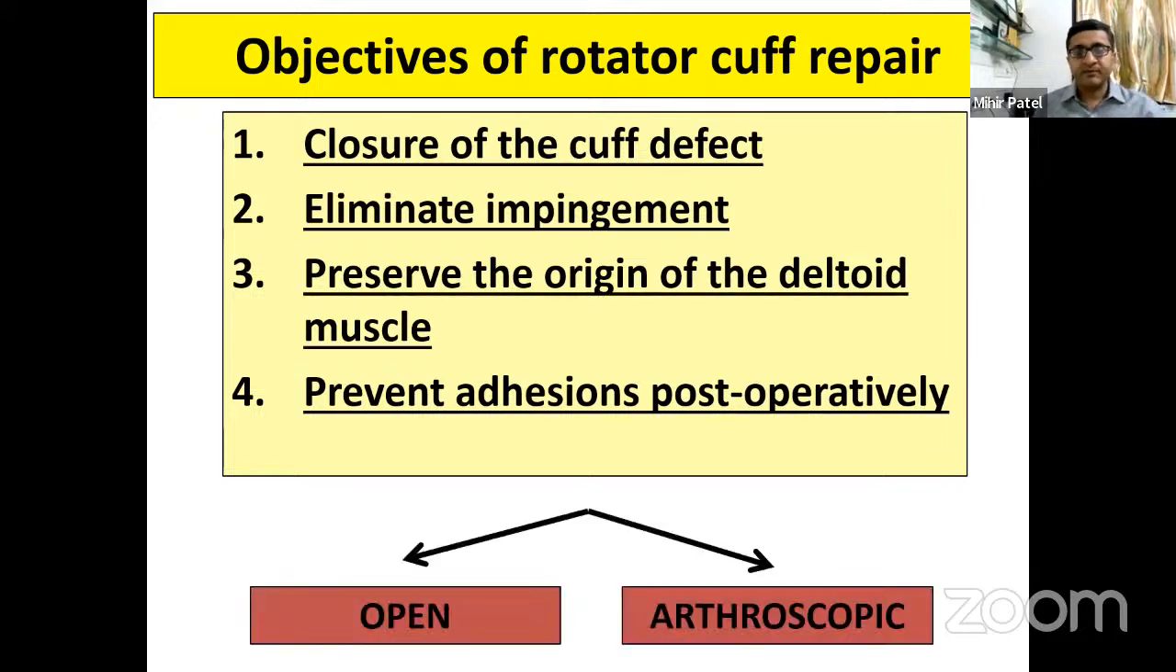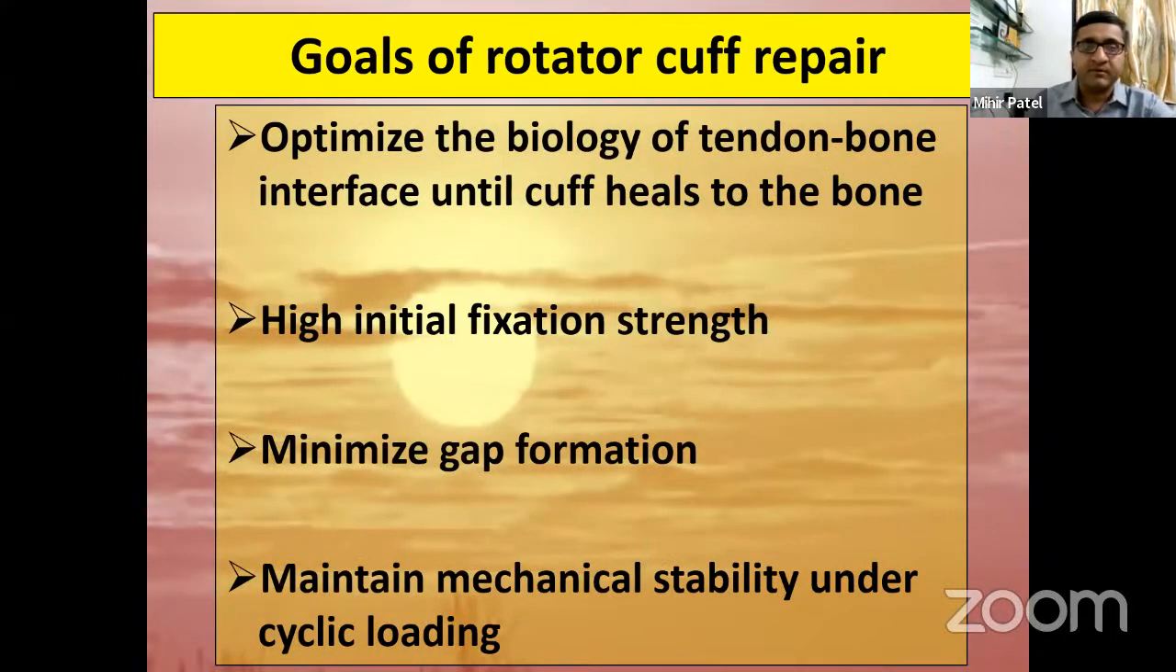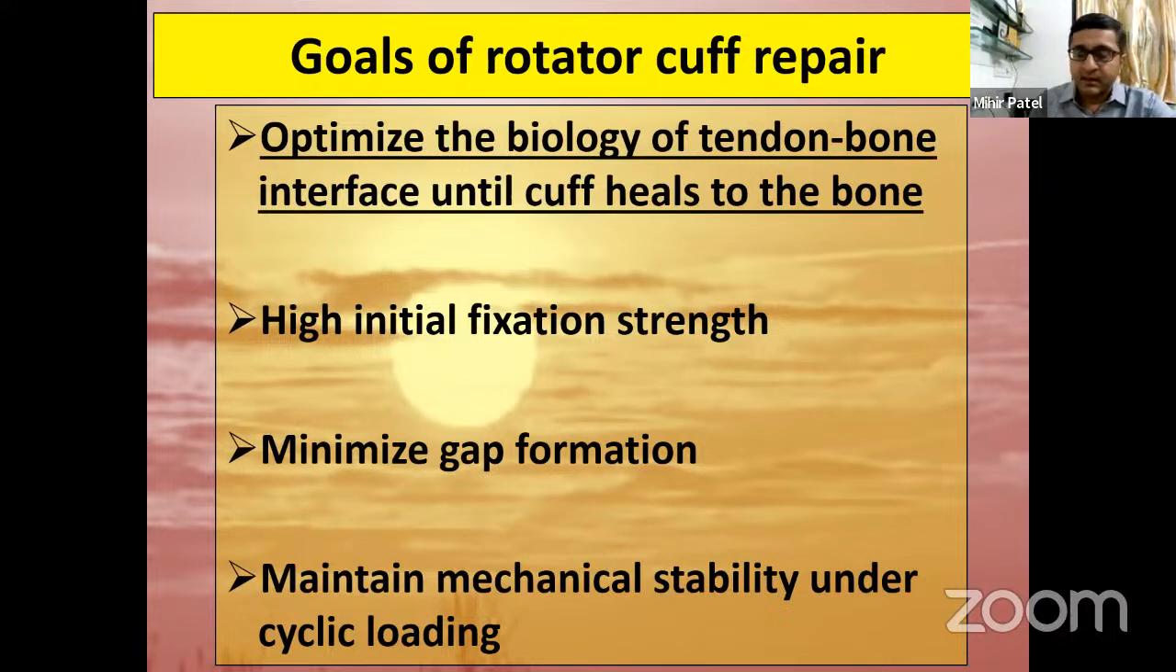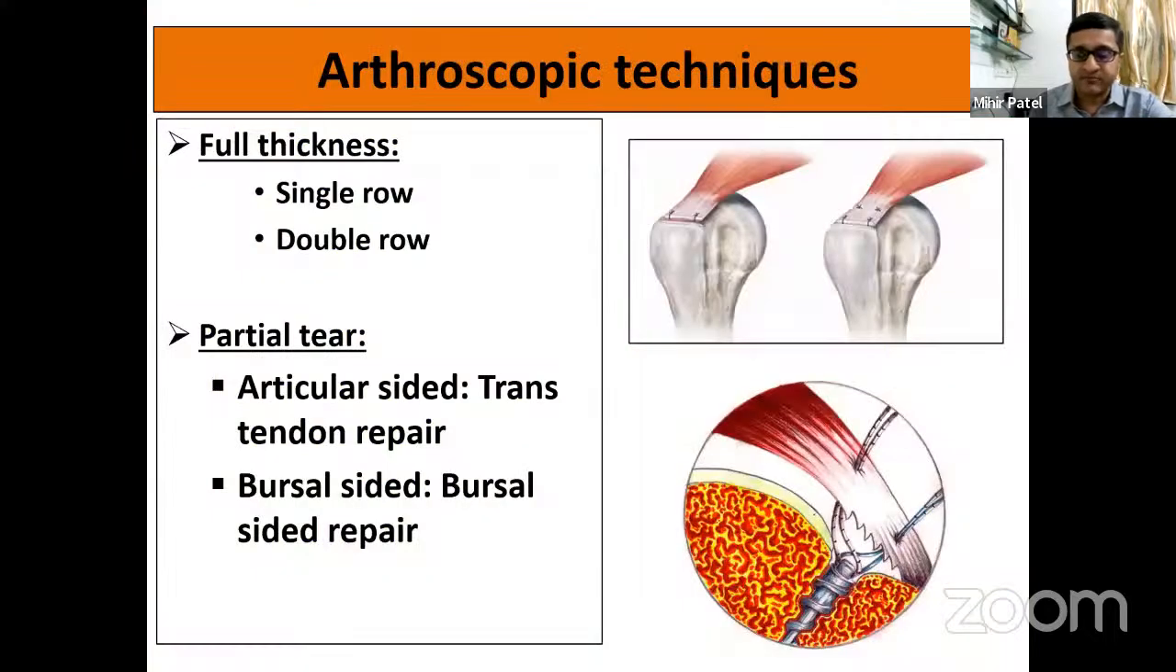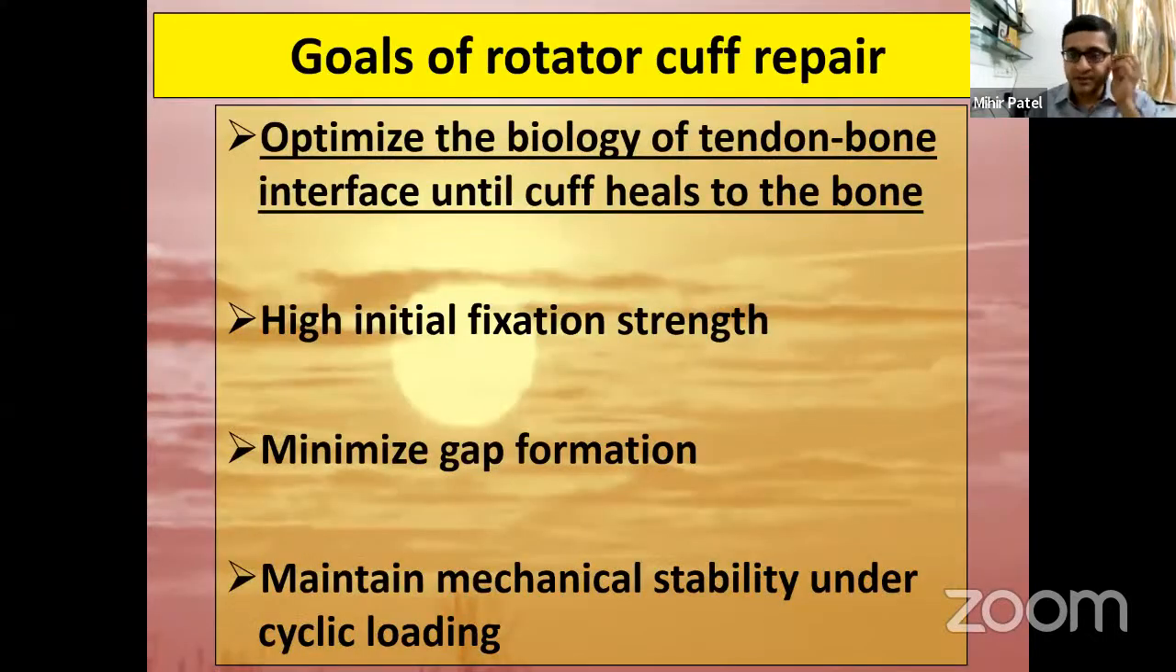We can do this rotator cuff repair either open or arthroscopic. And whatever the technique, the goal of the cuff repair is to optimize the biology so that we get good healing. At time zero, we have the highest fixation strength so that we can mobilize the patient fast. Minimize gap formation. So again, good anchors, good suture repair, and maintain the stability while the patient is under rehab immediate post-op.